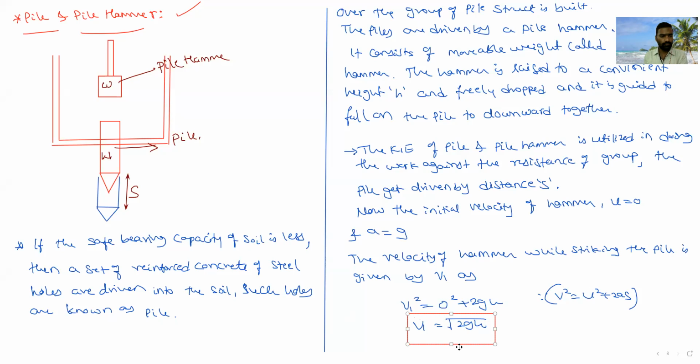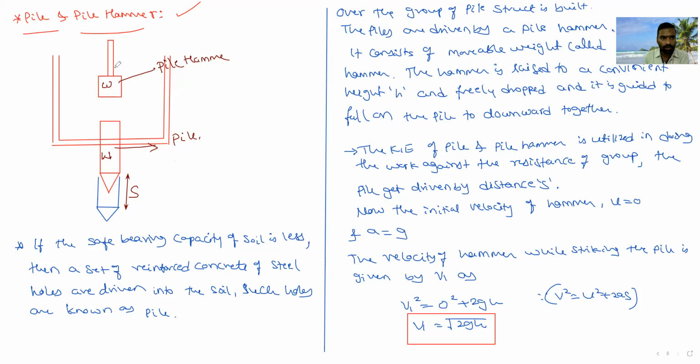I will explain. Consider you want to do the hammering. This is your side. There is one pile cap. This is the pile, and this is your hammer. You have to drive a pile into the ground.